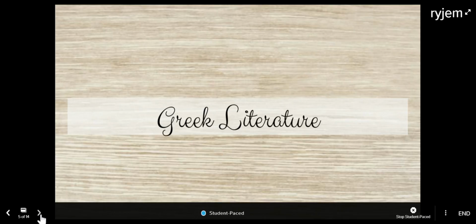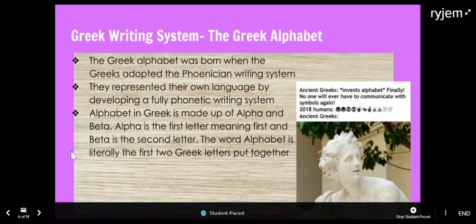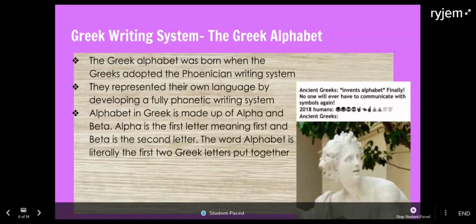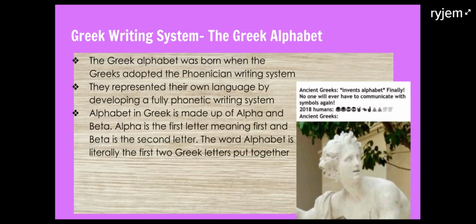So going into Greek literature. Alright, so the Greek writing system. In order for us to understand the different types of literature, different types of genres and books that the Greeks wrote and plays that they performed, we have to understand their alphabet and how they write those. So the Greek alphabet was born when the Greeks adapted the Phoenician writing system.